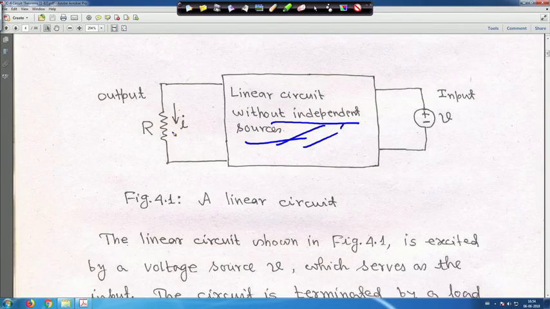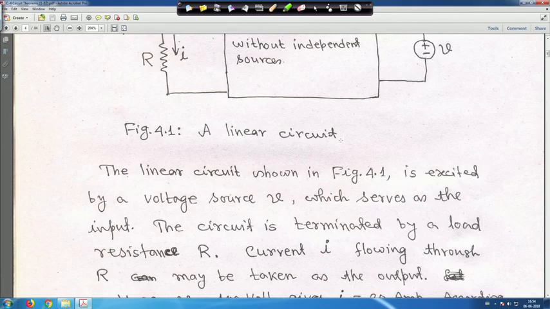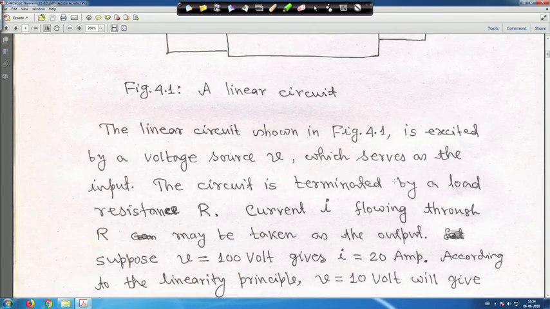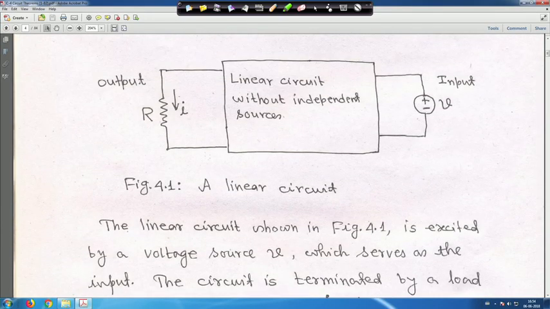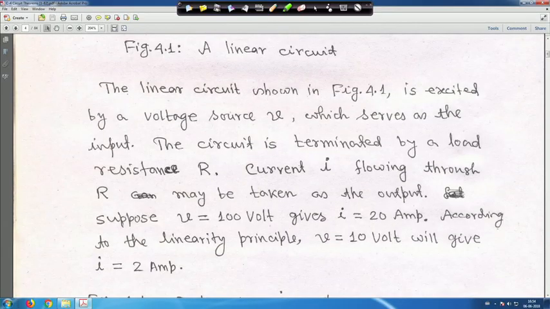That property has to be satisfied. So in this case the linear circuit is excited by the voltage source V, which serves as the input, and the circuit is terminated by the load resistance R.